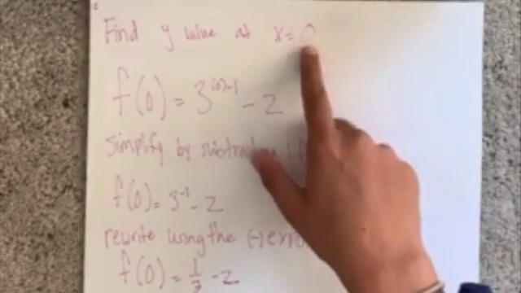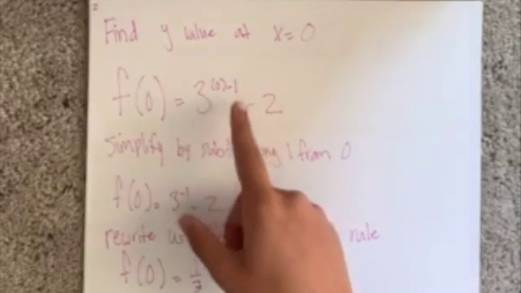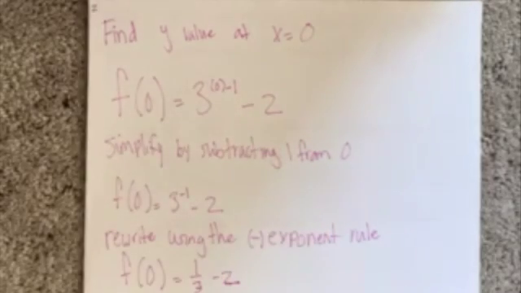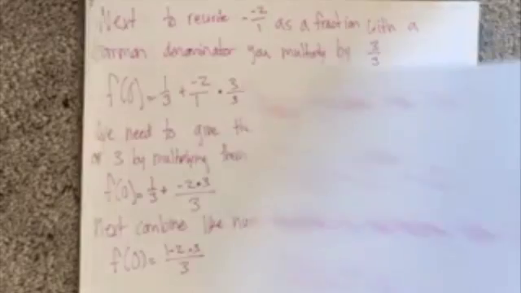So what we did, we plug the x value into where it should be, and then you need to simplify this. So you should subtract 1 from 0, which would get you −1, and then minus 2. Then you need to rewrite it using the negative exponent rule, so that f(0) equals 1/3 − 2.